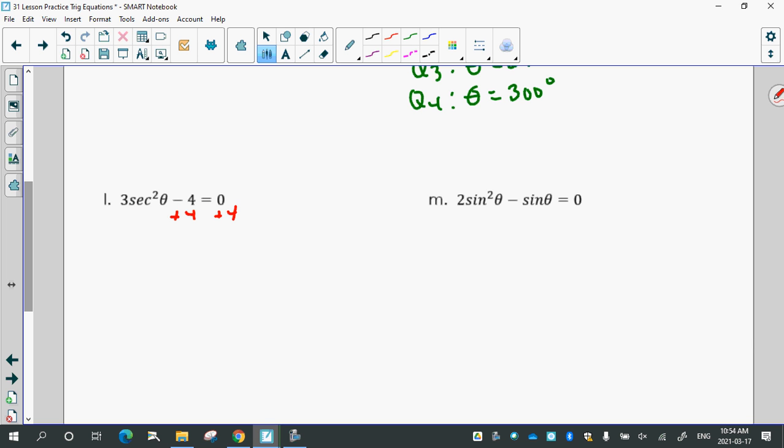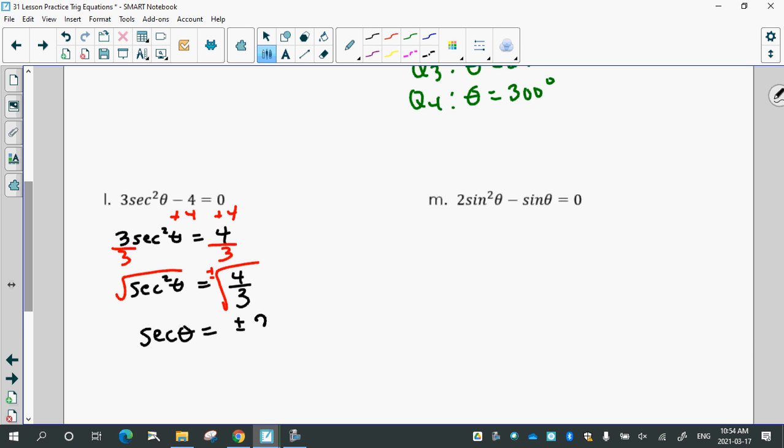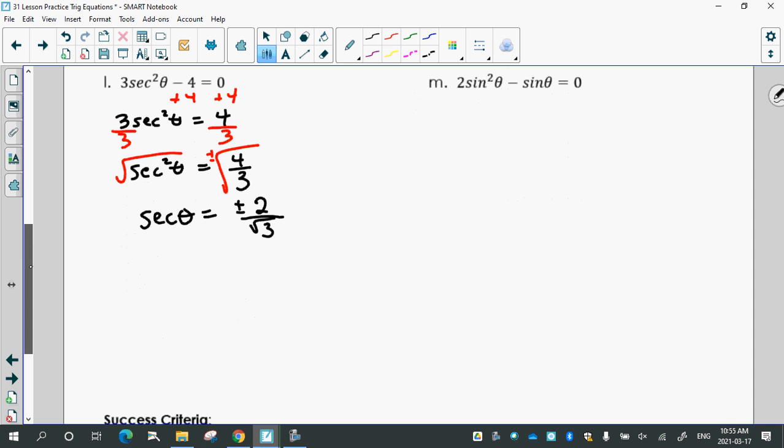Let's start off by adding here. Dividing by 3. Square root. So I get that the secant of beta can be positive or negative 2 over the square root of 3. You square root the top and bottom. But then you want to use the reciprocal identity to change sec to cos, so the cos of beta is positive or negative root 3 over 2.